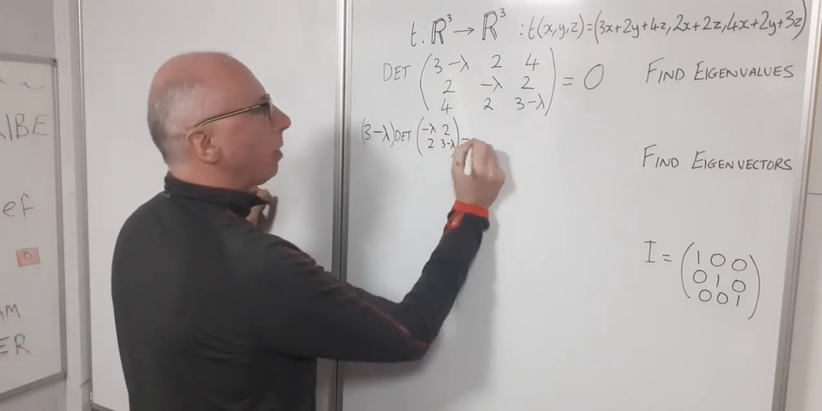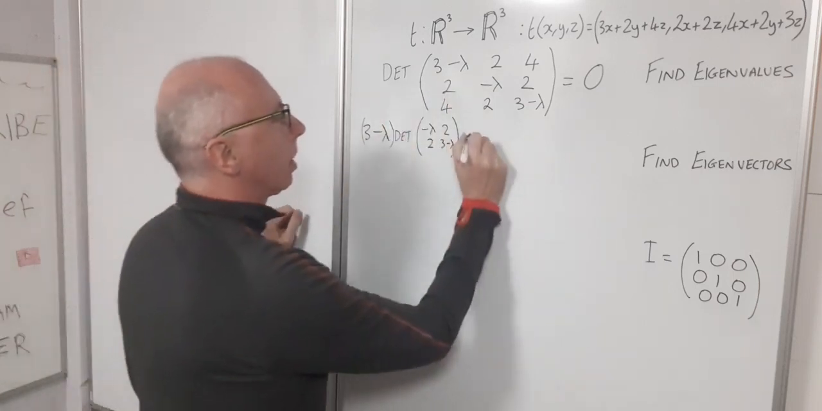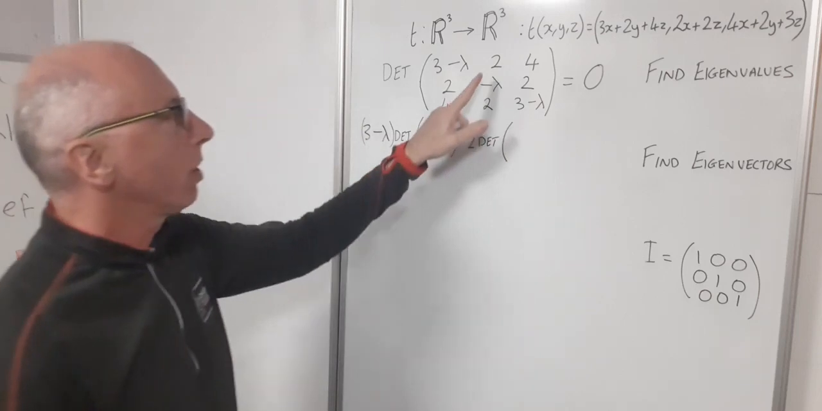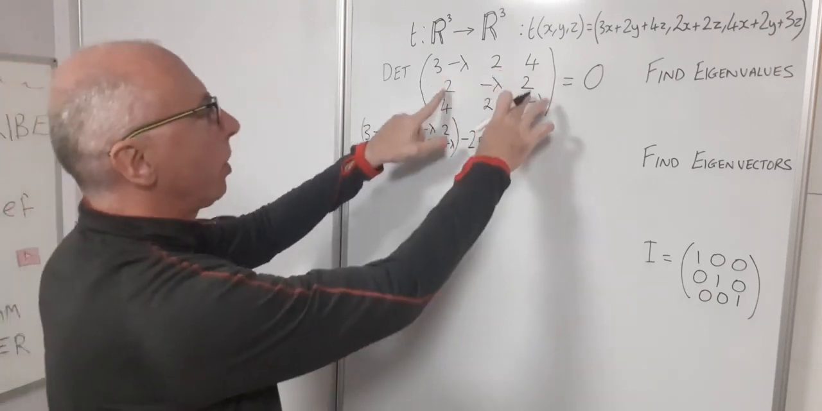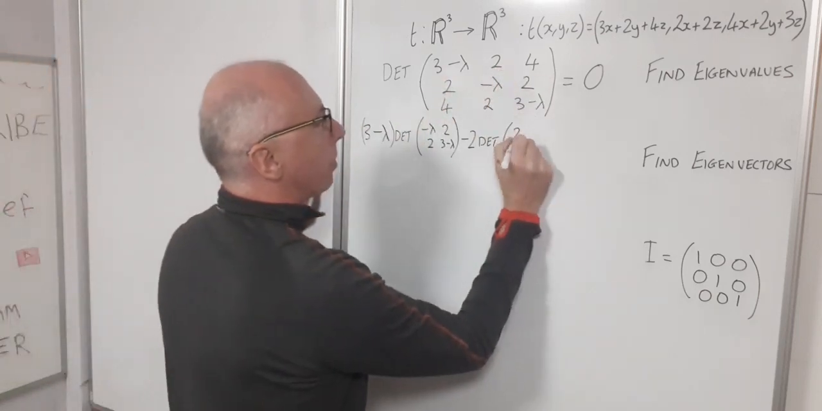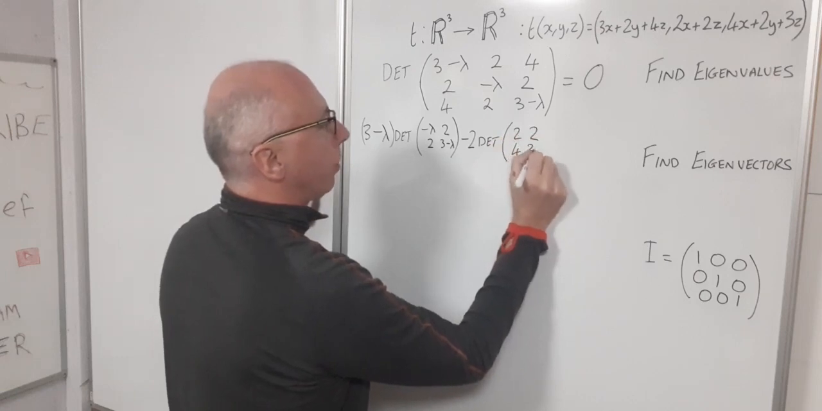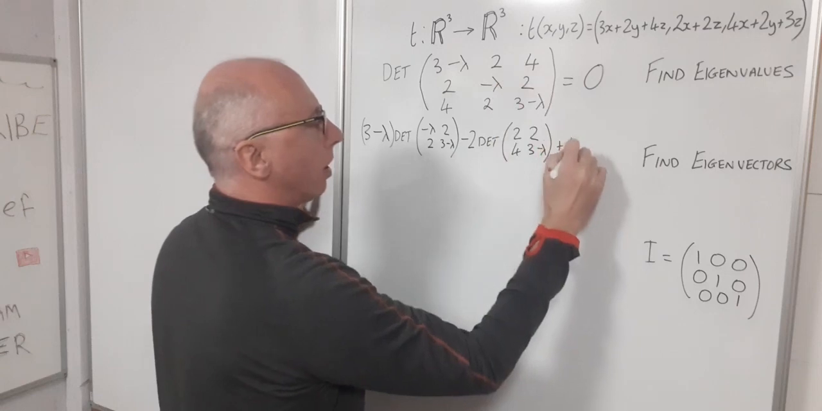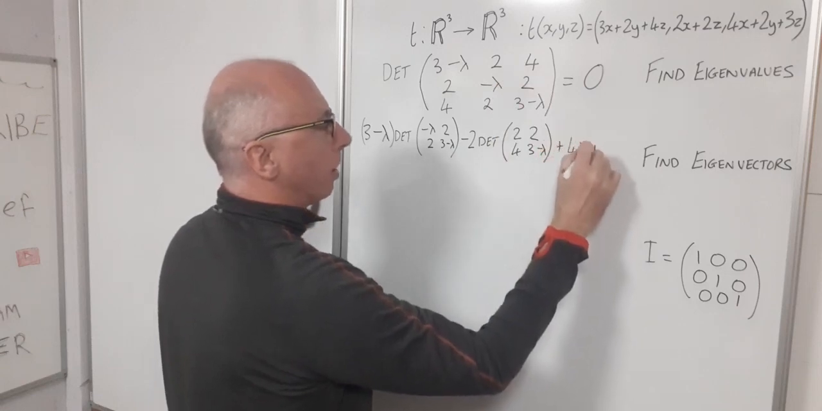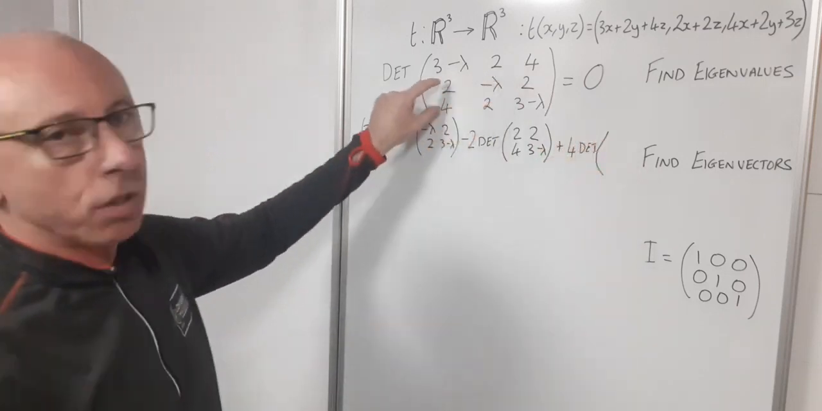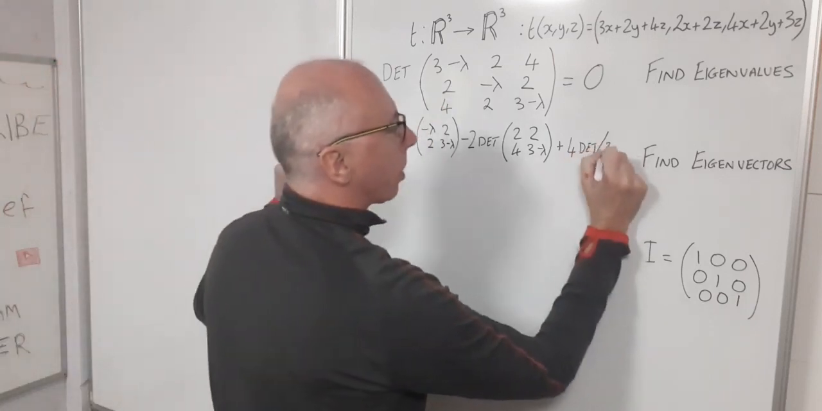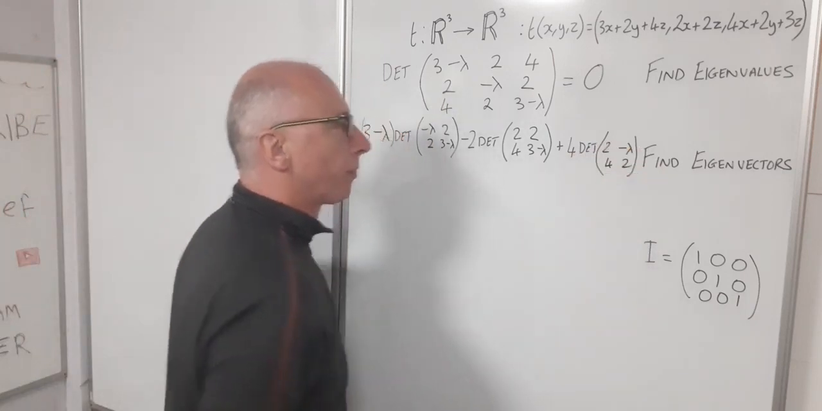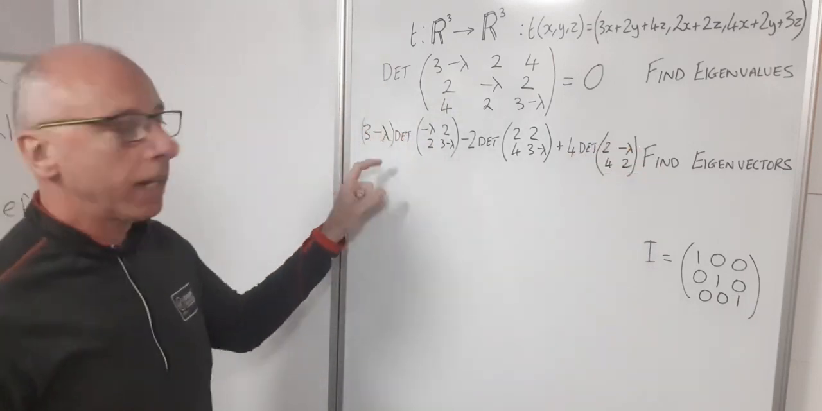And then we subtract it with 2 times the determinant of the next 2 by 2 matrix. So if we use this one, we make a 2 by 2 out of these ones. So we have 2, 2, 4, 3 minus lambda, and then we add 4 times the determinant of this 2 by 2 matrix here. So now I've got 2 minus lambda, 4 and 2. Okay, right, let's run through that.